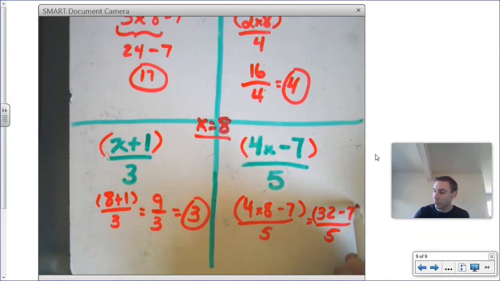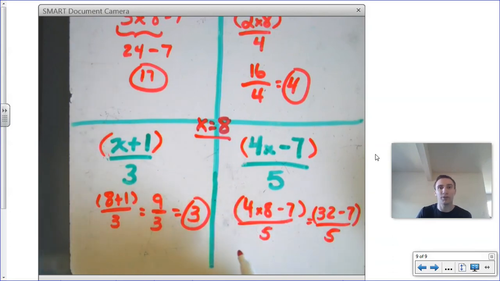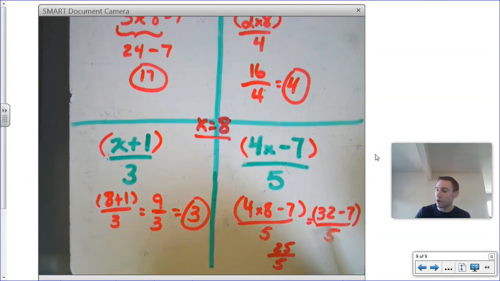And my grouping symbol still is not gone because I'm following order of operations inside that grouping symbol. So I did my multiplication first. Now I'm going to do my subtraction in the grouping symbol. So 32 minus 7 is 25. And I'm going to divide by 5. 25 over 5 is 5 whole.